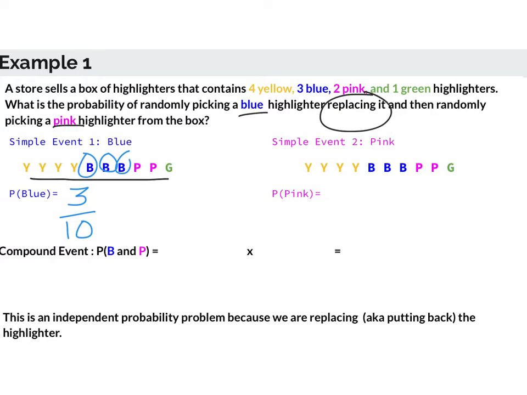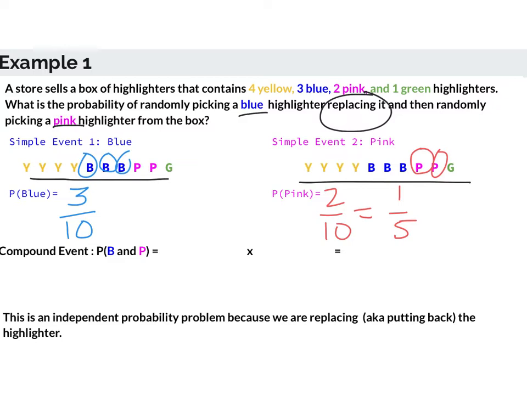Next, we'll look at the probability of drawing a pink highlighter from the box. If I look, my sample space did not change, so I still have 10 highlighters, and that's because I replaced the blue highlighter and I put it back. And so I'm now looking at the 2 pink highlighters out of 10. And this we can simplify down to 1/5. So those are our two simple events that we're going to put together to create a compound event.